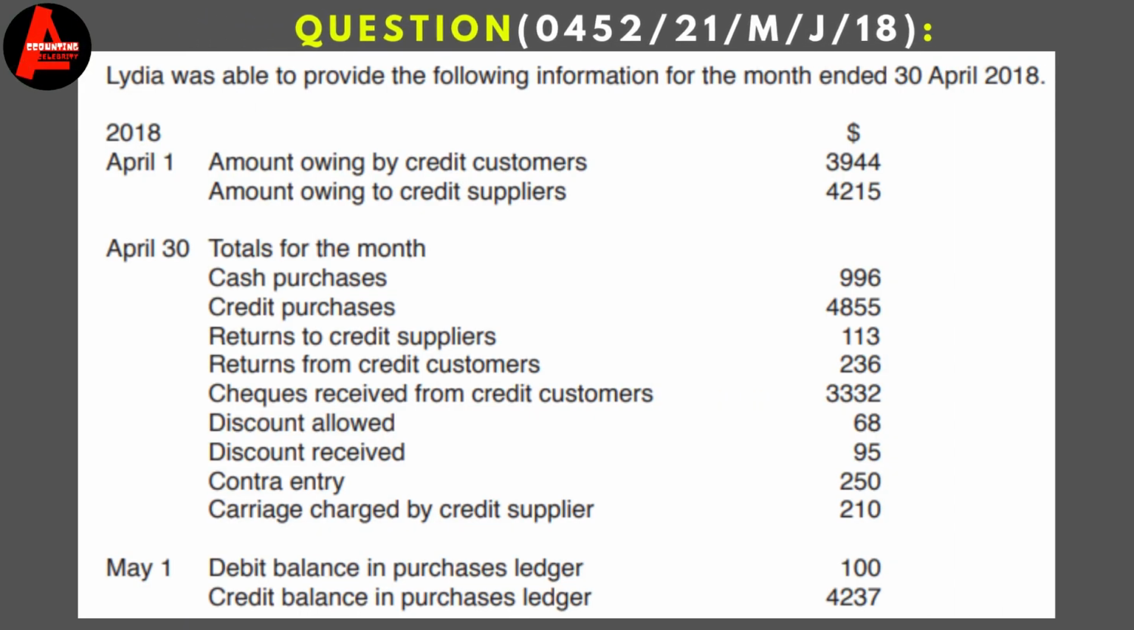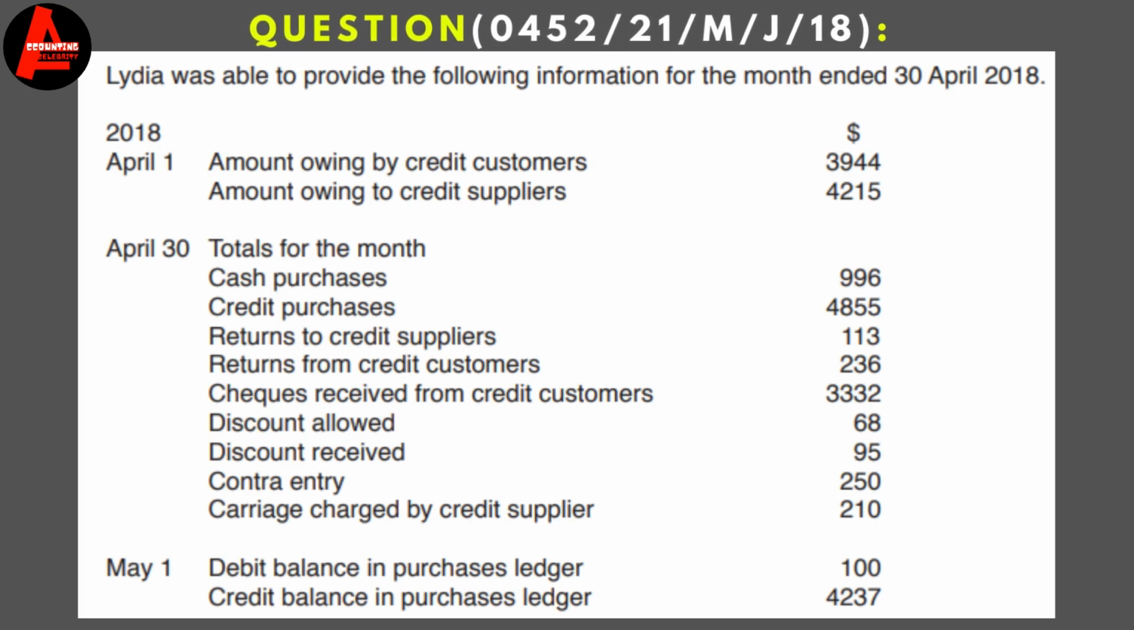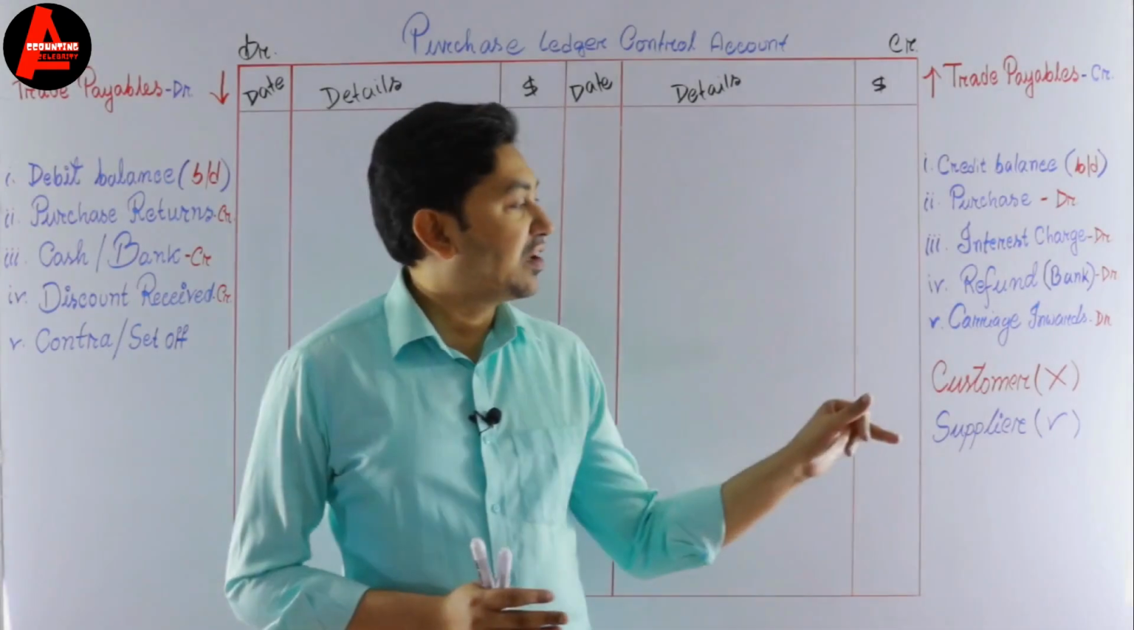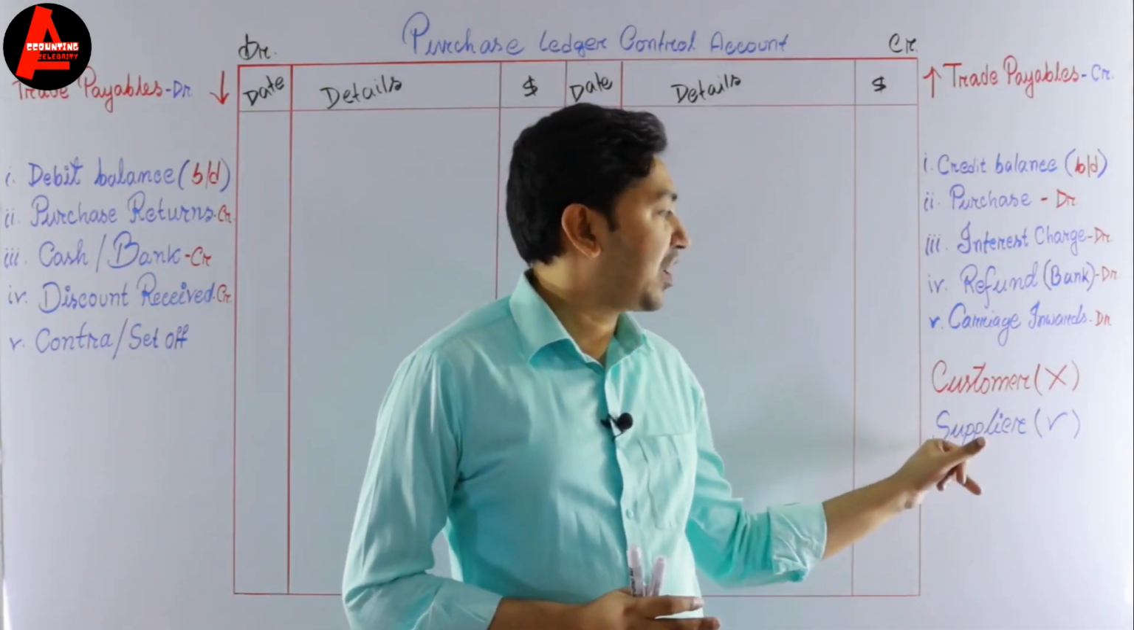Now have a look at the question on the screen. What is written? Linda was able to provide the following information for the month ended 30 April 2018. Some information, meaning transactions, are given here. Then on 1 April 2018, amount owing by credit customers was 3,944, and amount owing to credit suppliers was $4,215.